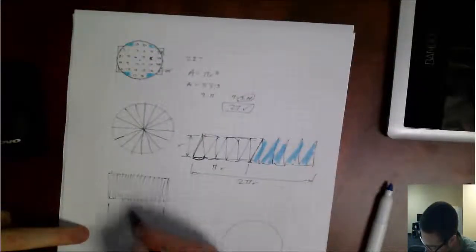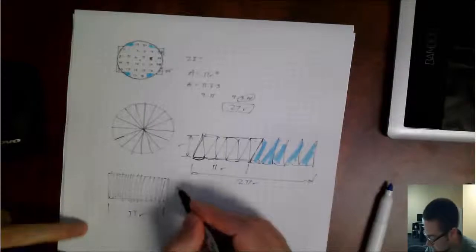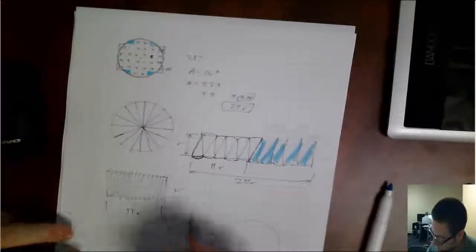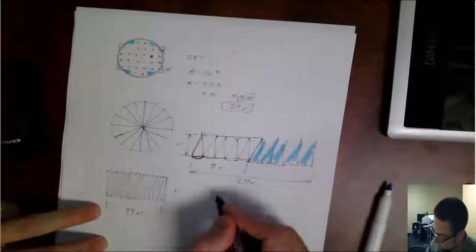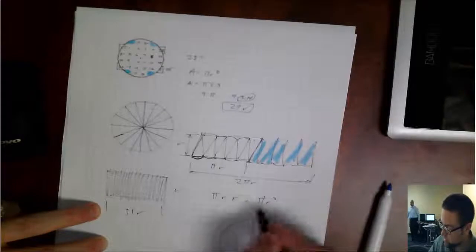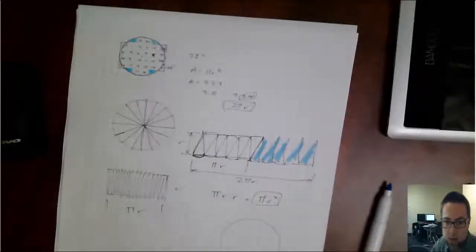And we know how to find the area of a rectangle. It's just the base times the height, right? So pi r times r is pi r squared, a shorter way to write it. And that's what we'll come up with.